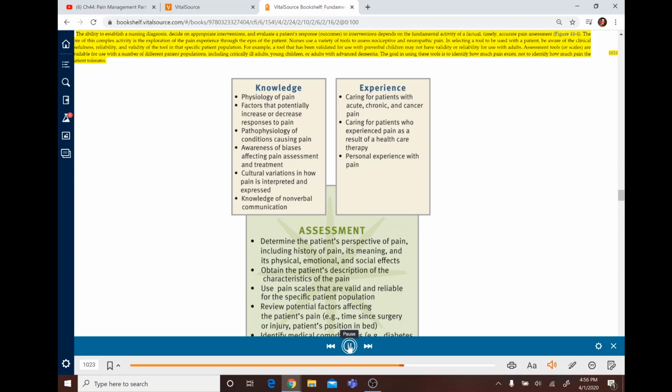Nurses use a variety of tools to assess nociceptive and neuropathic pain. In selecting a tool to be used with a patient, be aware of the clinical usefulness, reliability, and validity of the tool in that specific patient population.